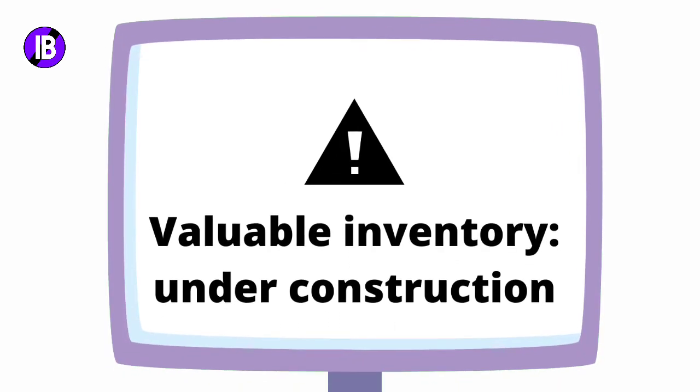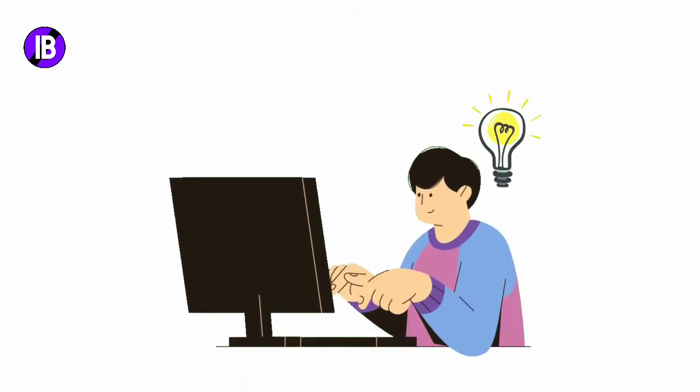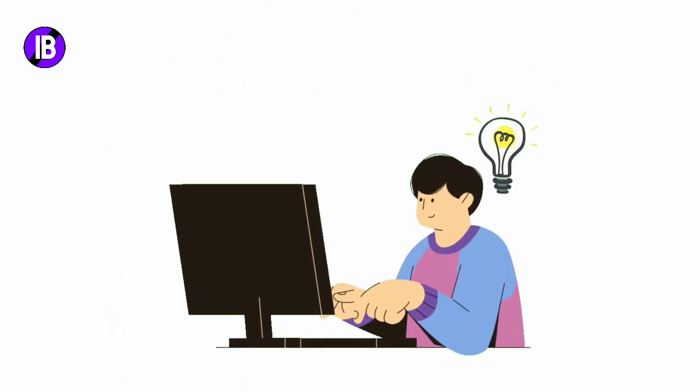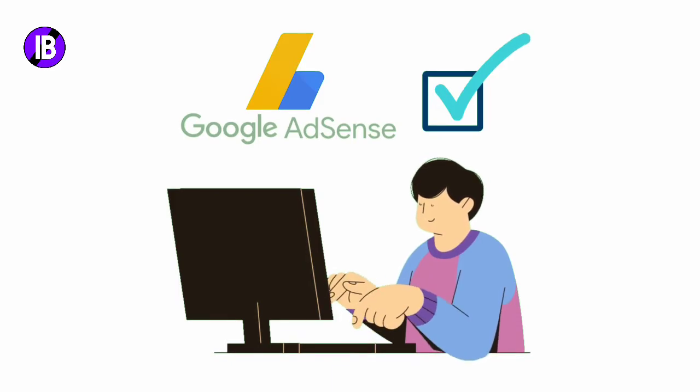Then I went directly to my AdSense account and checked more details. There is an error displayed there that my website has some issues called valuable inventory under construction. So let's see how I fixed this problem and got AdSense approval on my Blogger website.